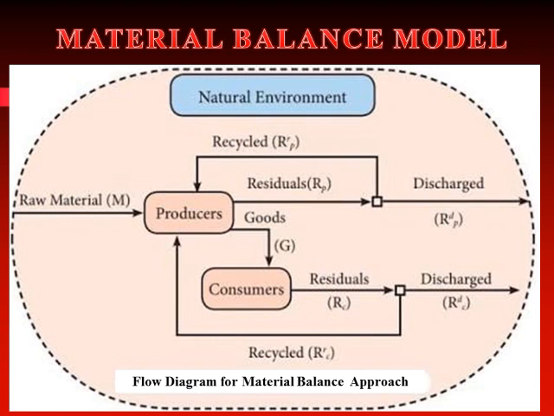So from the side of consumers, after using the goods, they throw out some waste. That waste is considered as RC. For example, if you take a toothpaste, after fully utilizing it, you throw it out. That is called consumer waste, RC. In the picture, they are given as discharge RDP and discharge RDC. There is some waste which cannot be reused again by the producers and consumers. That is called discharge RDP and discharge RDC.